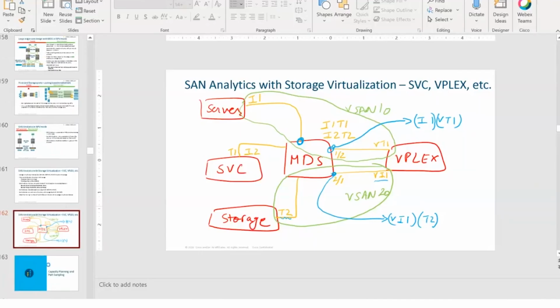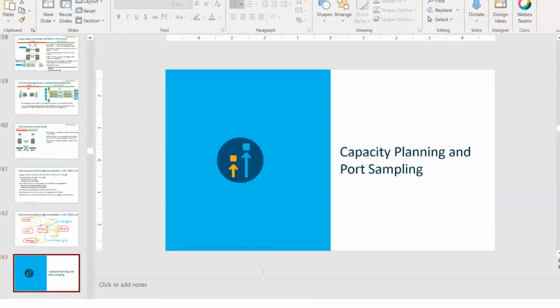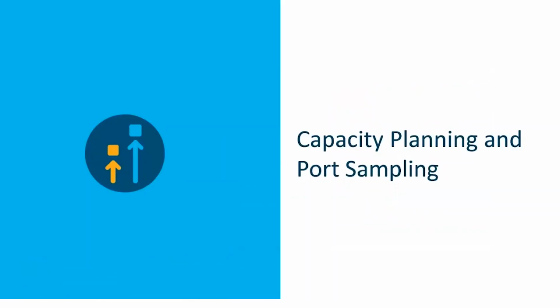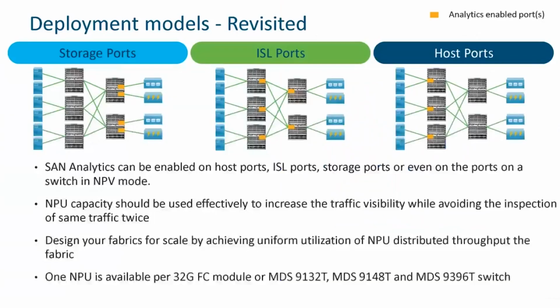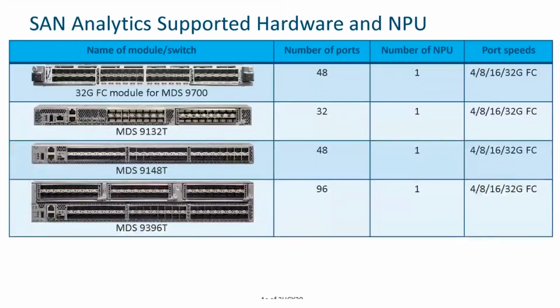Okay, let's move to the next topic, which is about capacity planning and what happens when the NPU goes beyond its limit. This also has to do with how you enable analytics in steps. Don't just go and enable it from SAN Insights and then SAN Insights gets bombarded, things like that, right? We already looked at this, not a surprise. Overall you can enable it anywhere, but remember the number of modules and the number of NPUs per module or switch. It's one per module or per switch.